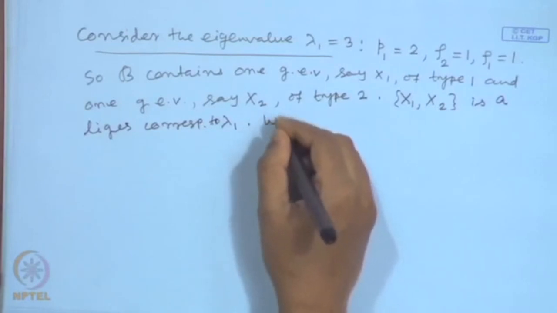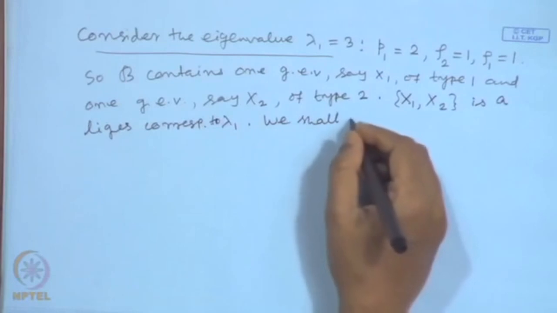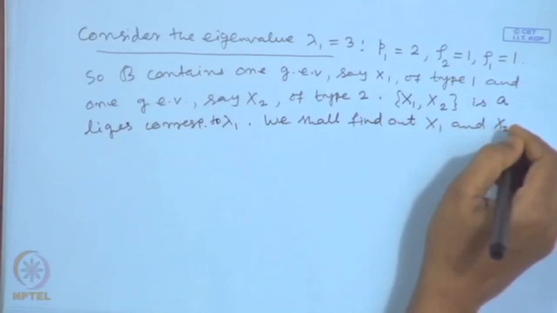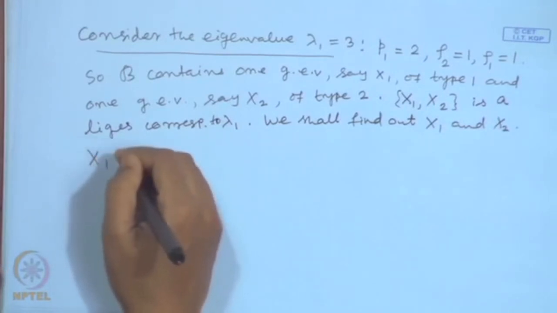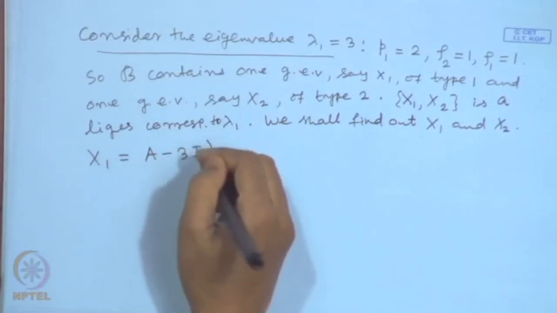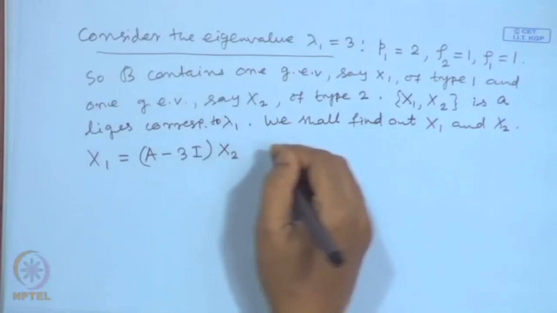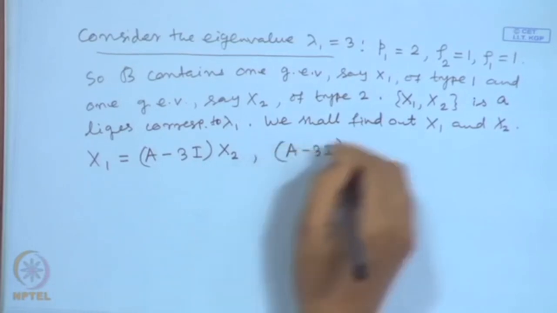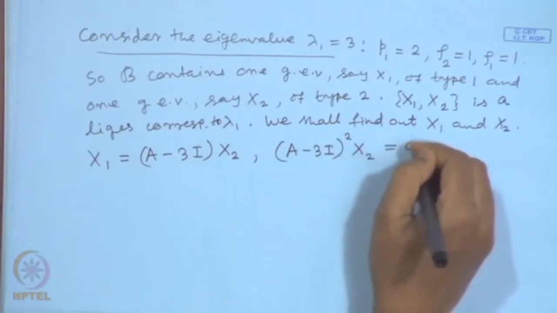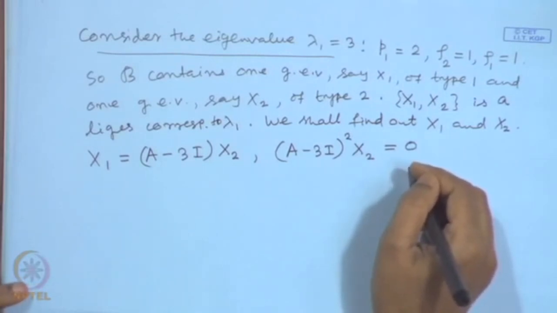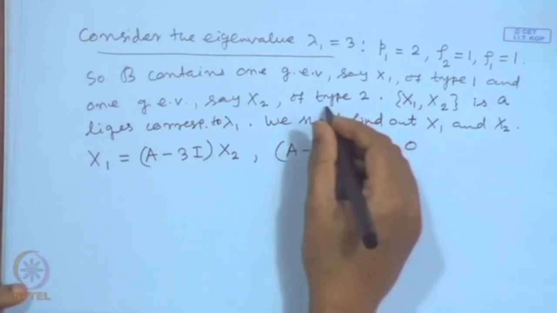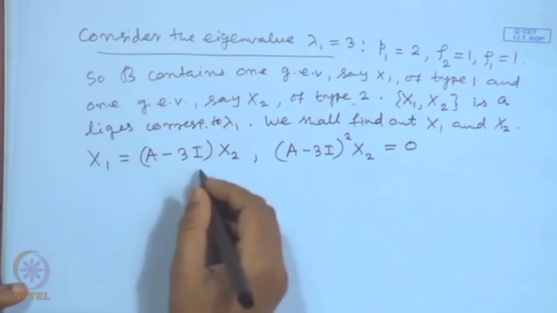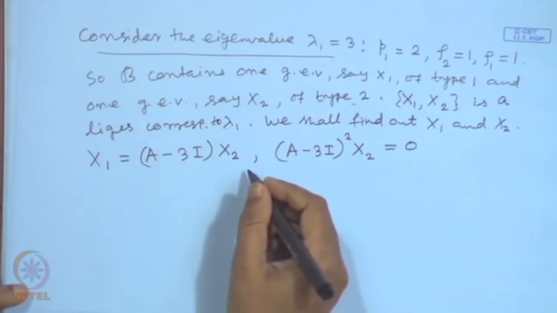Here we shall find out these generalized eigenvectors x 1 and x 2. In this manner, x 1 is actually A minus 3 I times x 2, and A minus 3 I whole square x 2 is equal to 0. This x 2 is a generalized eigenvector of type 2, so it satisfies this equation, and we consider x 1 as the generalized eigenvector of type 1.